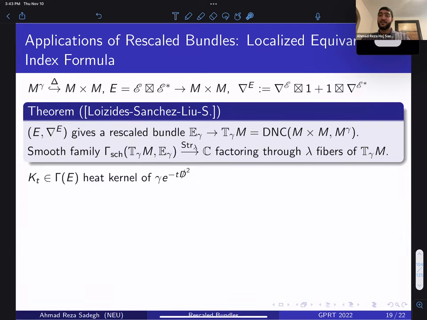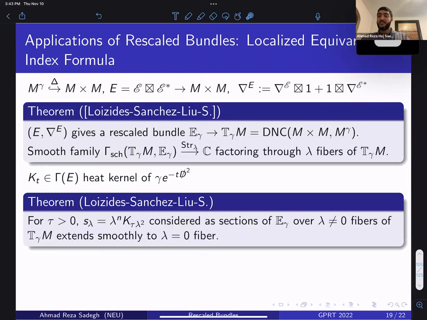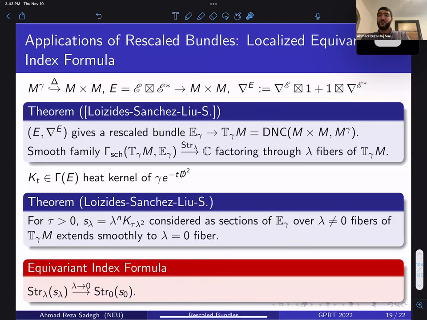This time you study the heat operator, the shifted heat operator, e to the negative t D squared multiplied with gamma. Gamma was the action of the fixed Lie group element. If you look at this kernel and rescale it, you obtain, again like the previous result, a smooth section of this new rescaled bundle, which extends smoothly to the zero fiber, where everything is going to be a version of a harmonic oscillator. So that's the main result. Then you apply the super traces as before, and you find the localized equivariant index formula.